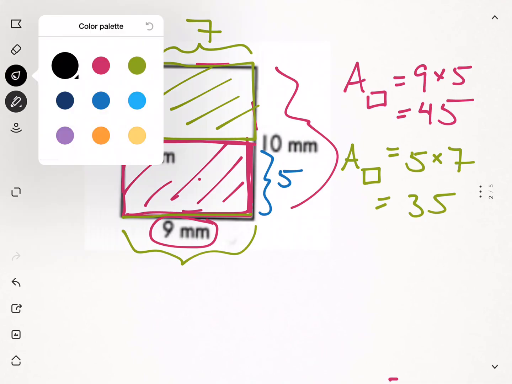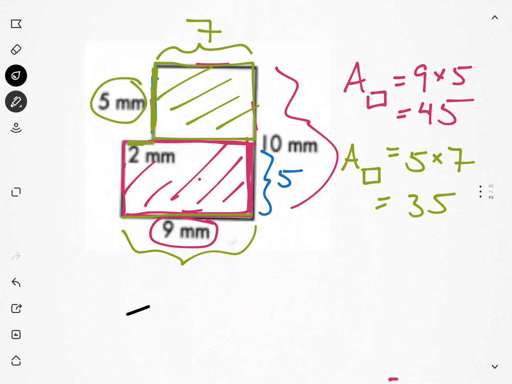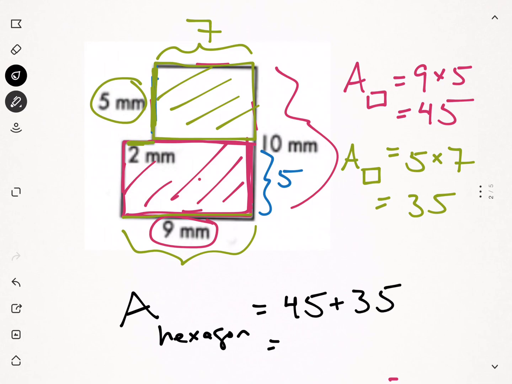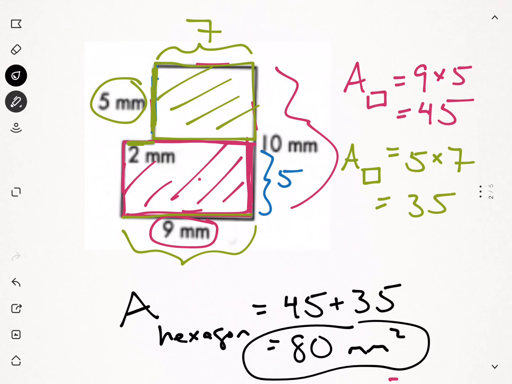Then to find the area of the whole hexagon, we're just going to add 45 plus 35, and that's going to give us 80 square millimeters. Okay, so we just split the shape up into 2 smaller shapes that we know about. Okay, I'm going to pause this video here and we'll do a few more examples in a moment.